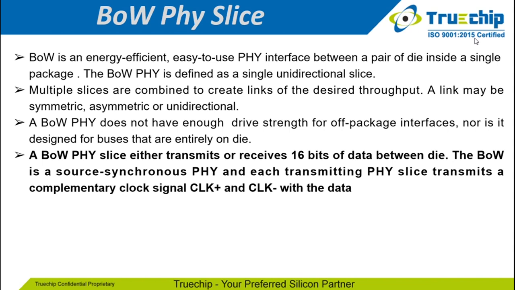A BoW PHY does not have enough drive strength for off-package interfaces, nor is it designed for buses that are entirely on die. A BoW PHY slice either transmits or receives 16 bits of data between die. The BoW is a source synchronous PHY, and each transmitting PHY slice transmits a complementary clock signal with the data.